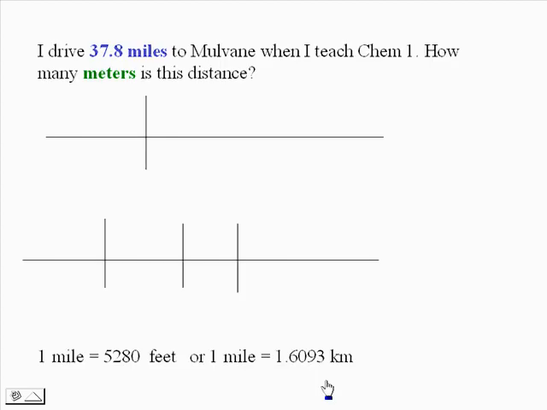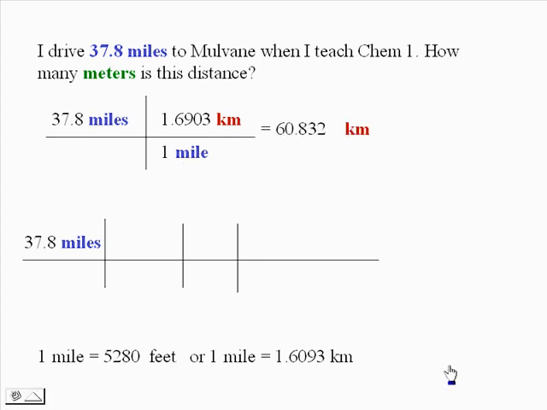I drive 37.8 miles to Mulvane when I teach, so how many meters is this for a distance? Start with what you're given. You're looking for anything in the back of the book that has a mile in it. And there's, again, a couple of them back there. And I'm going to use the first one that says kilometers over miles. And before I go on, I make sure that I cancel out the words so that I'm left with kilometers. My answer would be 60.8 kilometers.